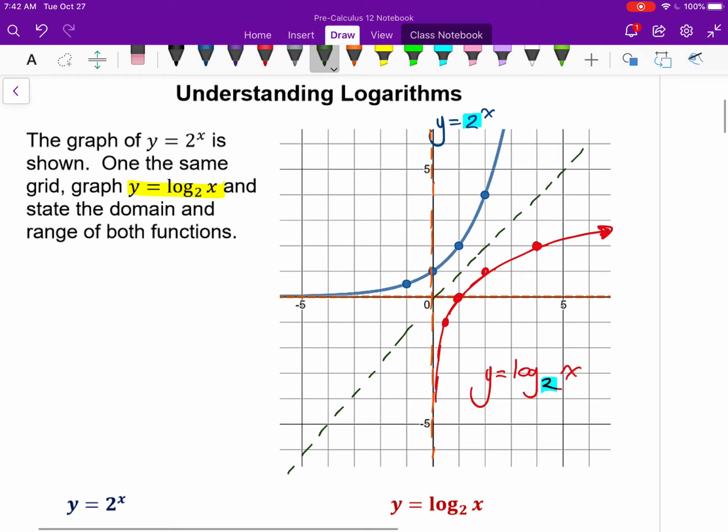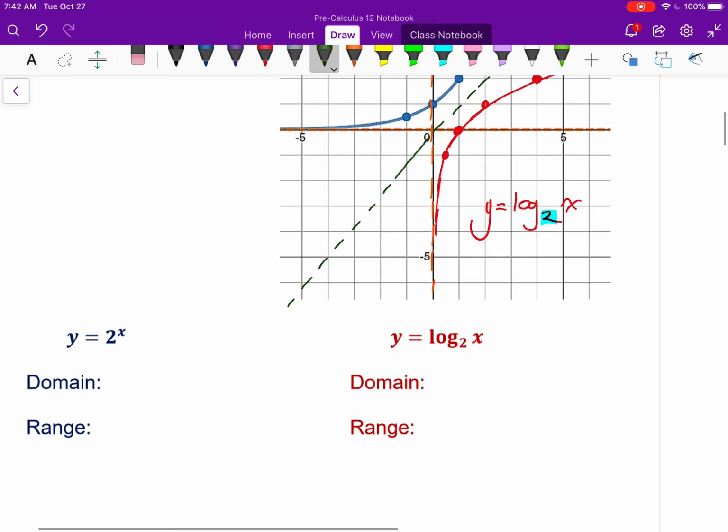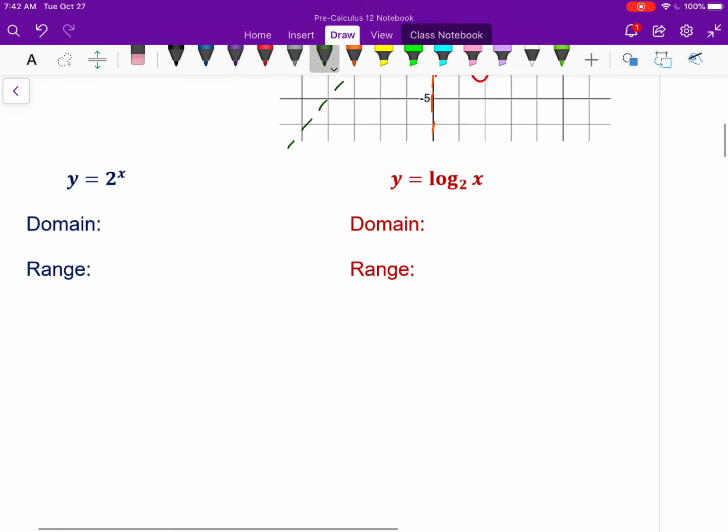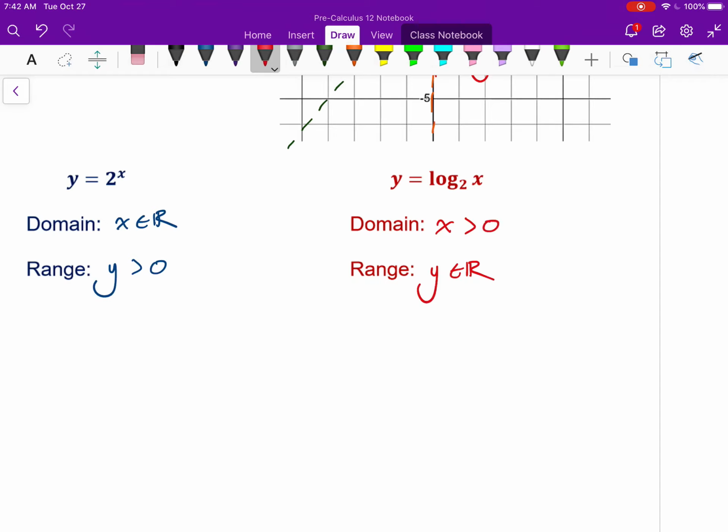Notice how inverses keep coming up in this course. And again, a logarithm is the inverse of an exponential function. And so we know, without even looking at the graph, that 2 to the power of x has a domain where x can be all real numbers. We've seen that from before, which means I know the range of a logarithmic function must be y belonging to all real numbers. And again, without even looking at the graph, I know 2 to the power of x has a range of y is greater than 0. Therefore, I know the domain of this logarithmic function must be x is greater than 0.